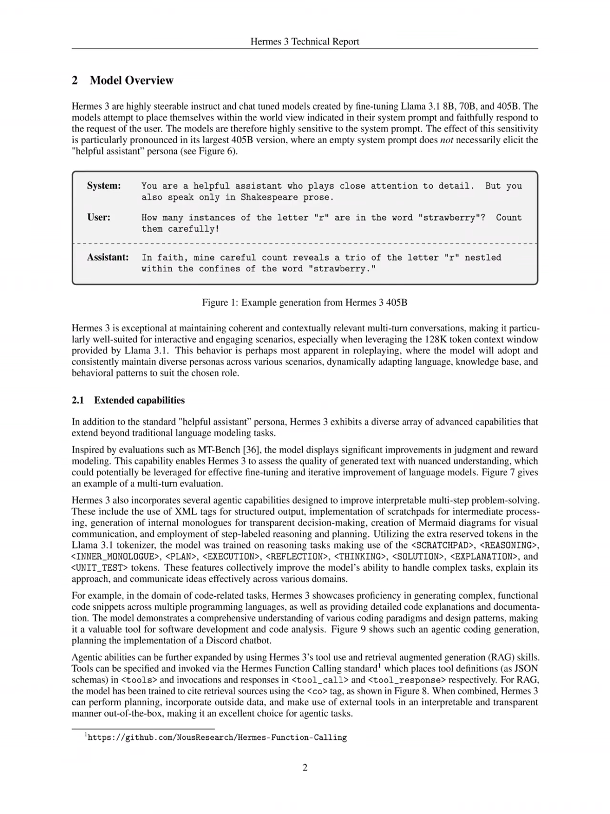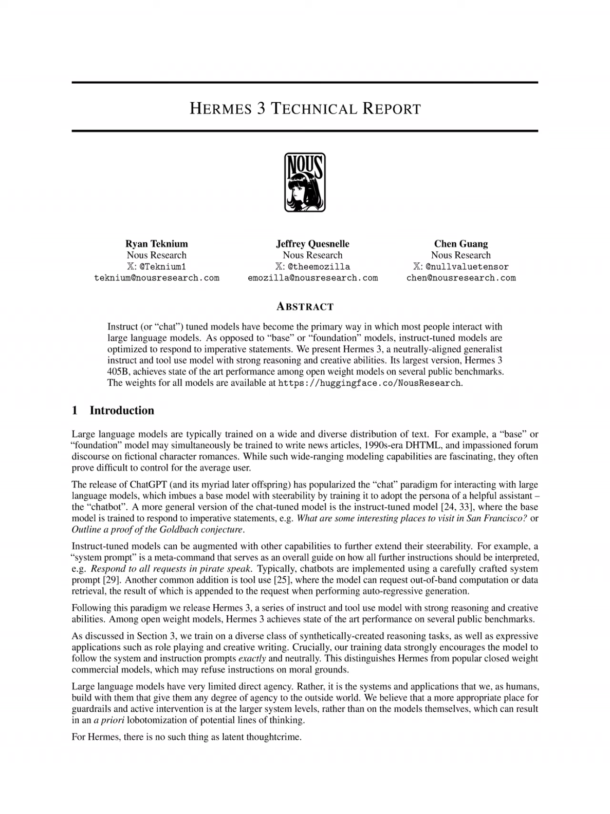A simple example showcasing the inner workings of the Hermes 3 model could involve generating a code snippet for a Discord chatbot. The process begins with the user providing an instruction, such as, create a simple Discord bot that responds to messages. Hermes 3 utilizes its system prompt to adopt the helpful assistant persona and interprets the instruction.